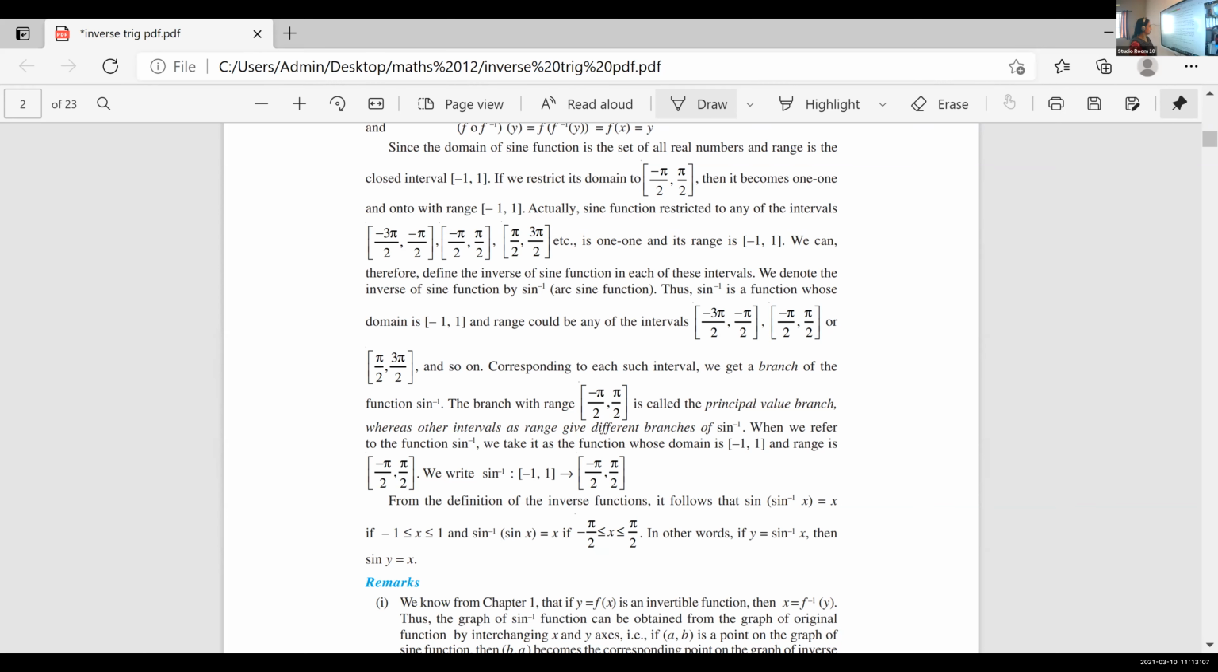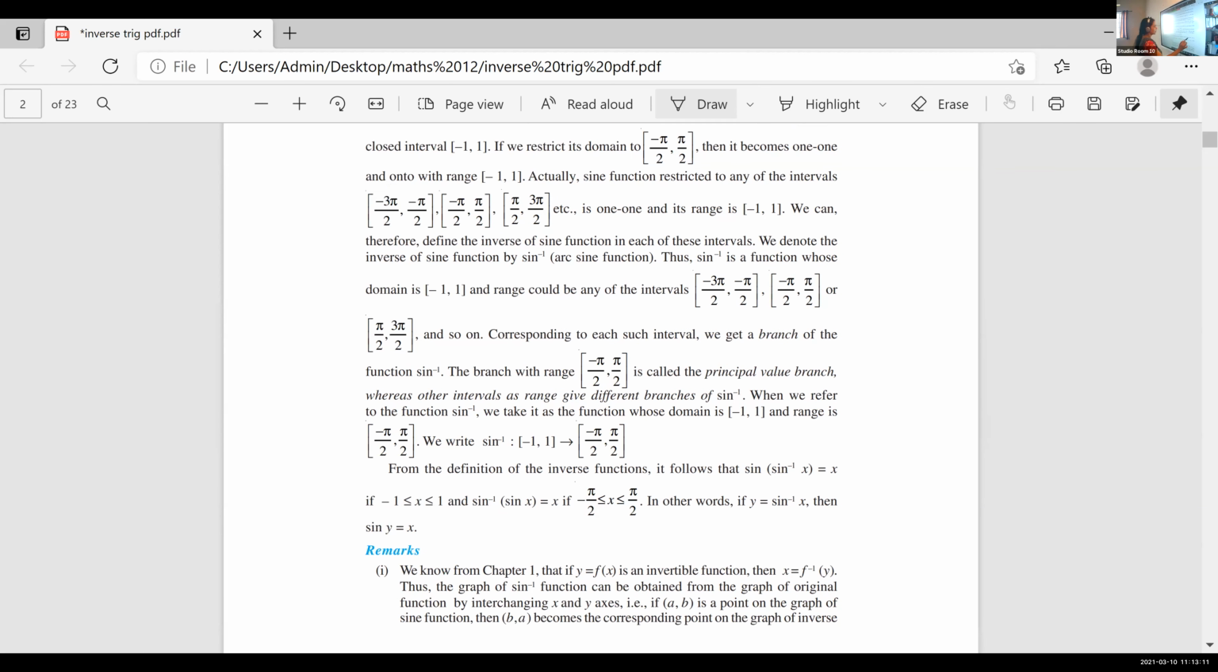Listen here, children. Sine inverse of sine x, or sine of sine inverse of x, is x. We know that inverse functions get cancelled. So sine of sine inverse of x is x whenever x lies in the principal branch, whenever x lies in the interval minus pi by 2 to plus pi by 2.